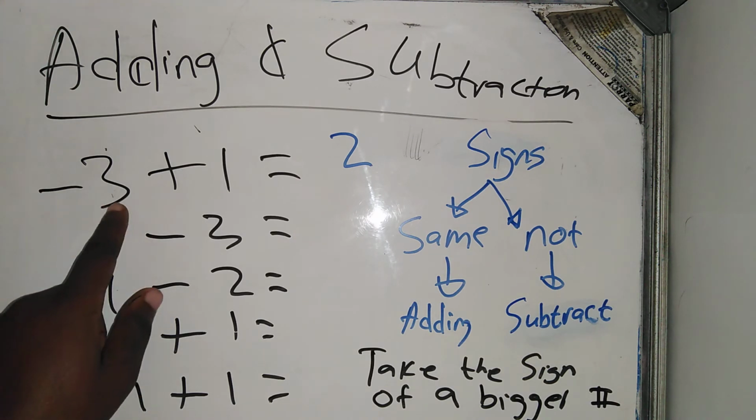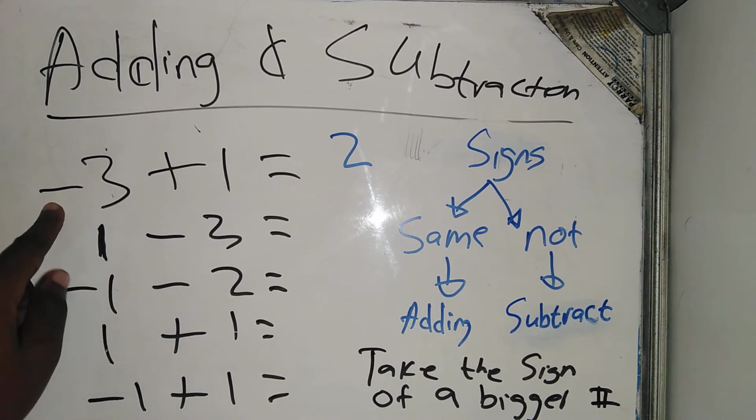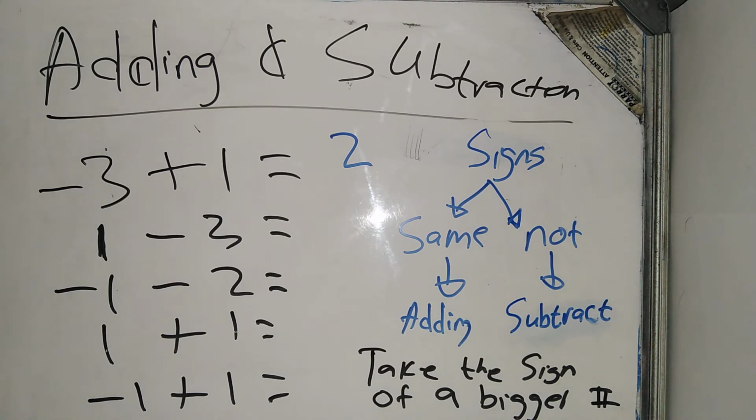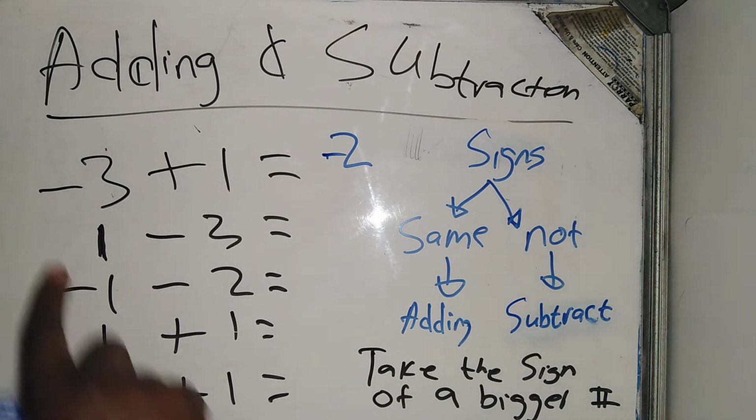So the bigger number here is 3. What is the sign of the bigger number? It is minus. So that means that you have minus 2 here. All right, you can also just take this thing as it is and put it in a calculator just to see that what we are saying, we are not talking nonsense. All right, okay, now let's look at this one.